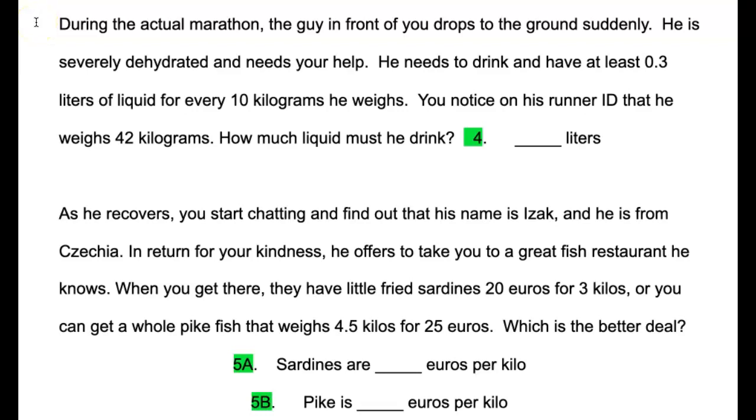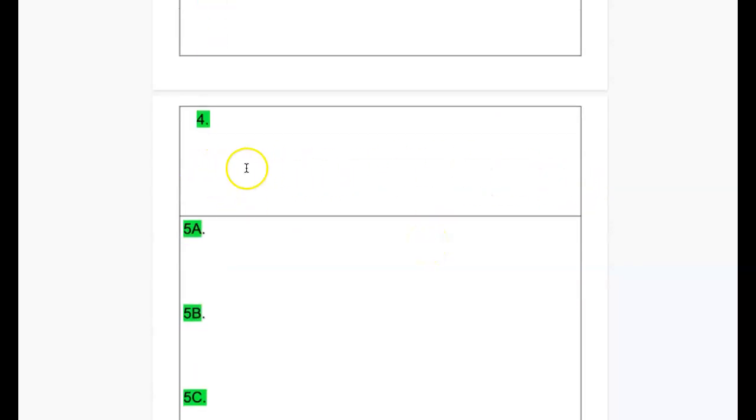During the actual marathon, the guy in front of you drops to the ground suddenly. He's severely dehydrated and needs your help. He needs to drink at least 0.3 liters of liquid for every 10 kilograms he weighs. On his runner ID, it says that he weighs 42 kilograms. How much liquid must he drink? So you're going to be calculating this on that second page right here for number 4.